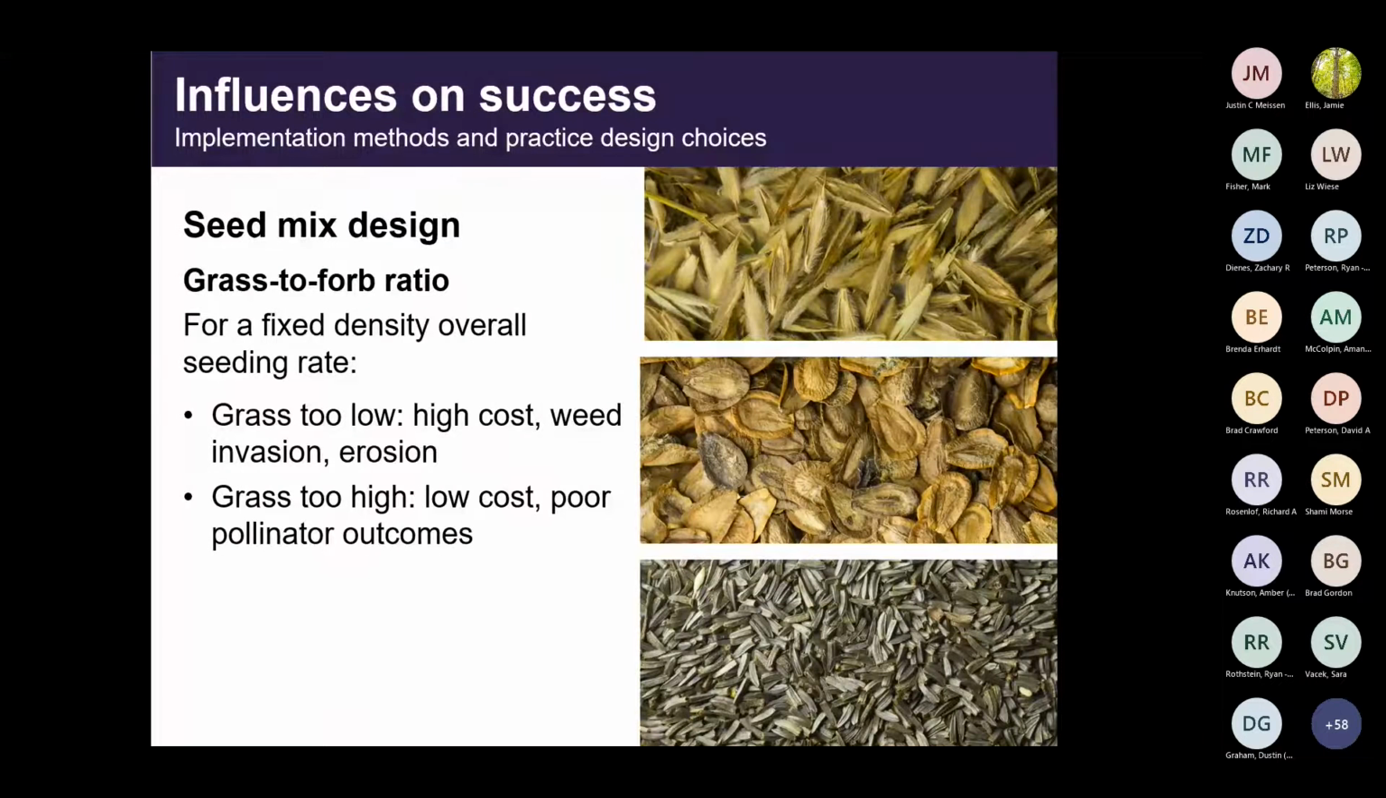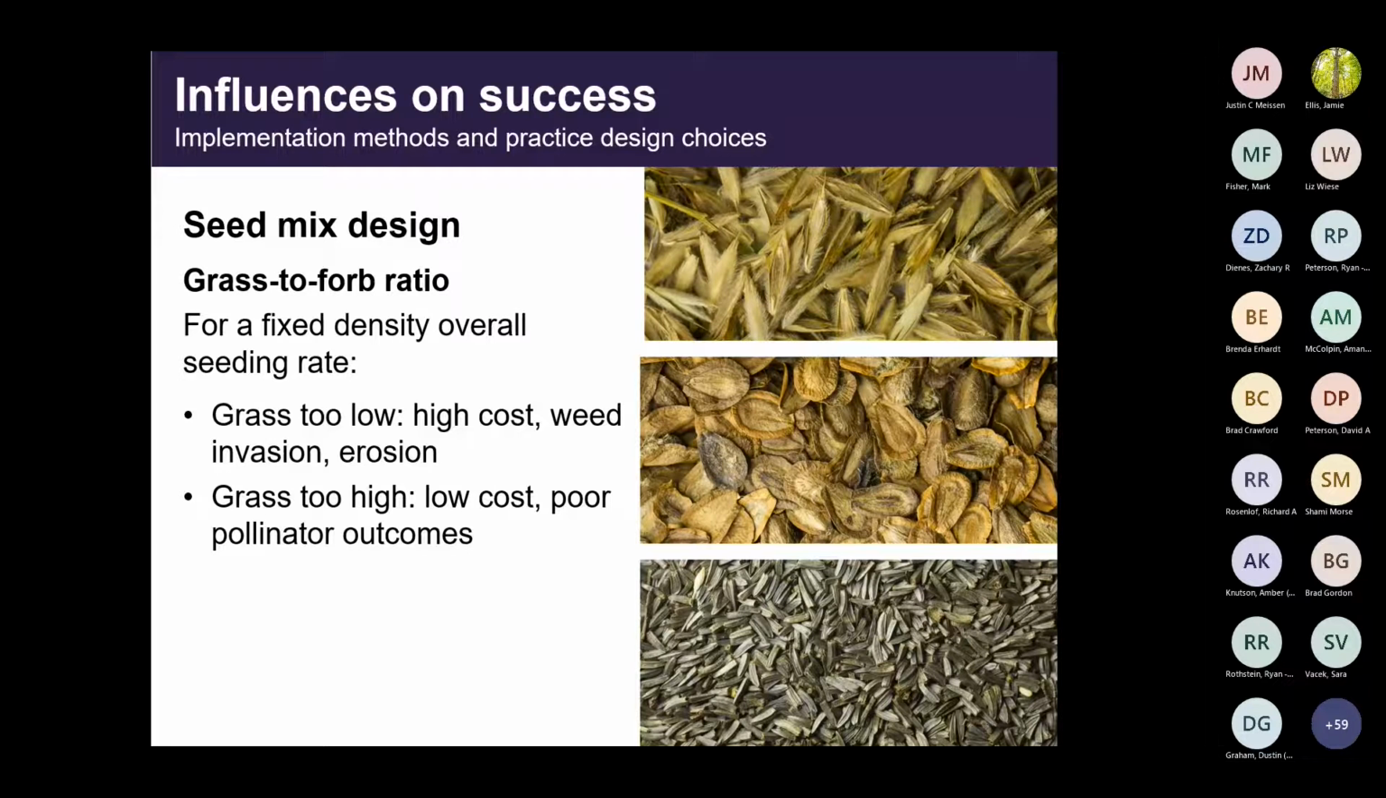So what influences successful ecological outcomes when it comes to these types of plantings? Well, seed mix design is one of the biggest determinants of outcomes and project costs in prairie reconstruction. One aspect of seed mix design that's particularly influential here is the grass-to-forb seeding ratio, based on the number of seed sown, not the weight.